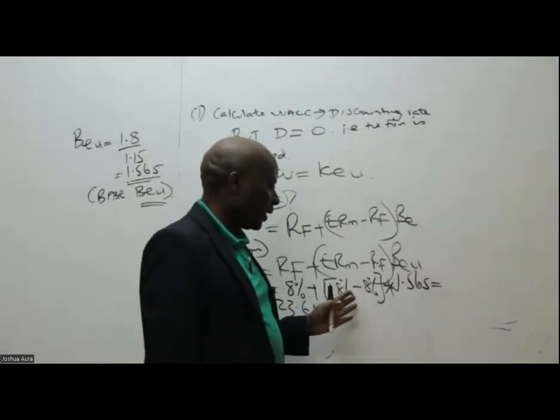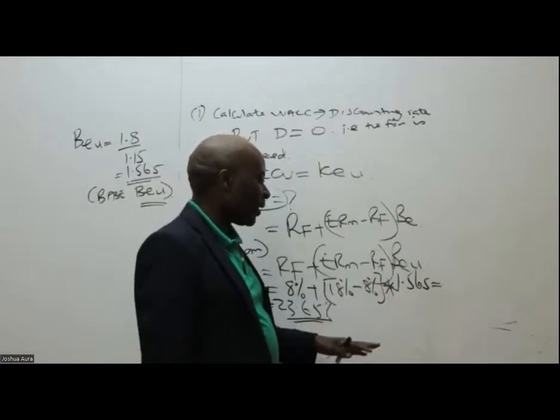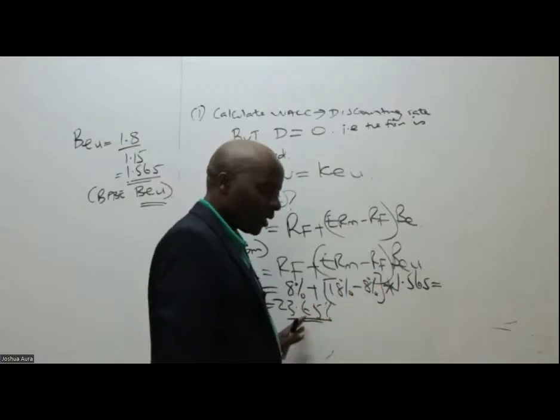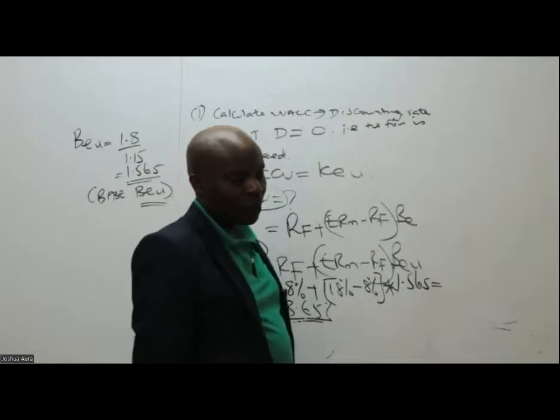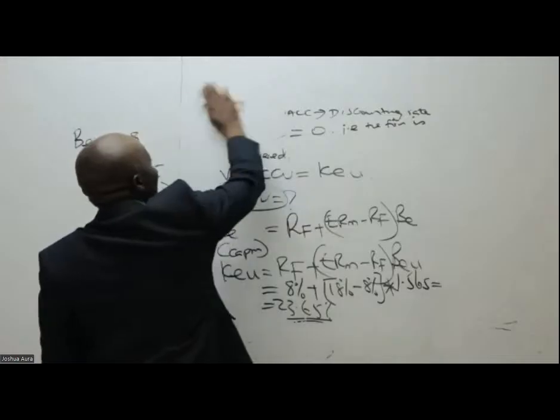So please remember it's the bracket first. 18 minus 8 gives me 10. 10 times 1.565 will give me 15.65%. So 8 plus this for sure will give me this. Thank you very much. So now we have been able to answer number 1.